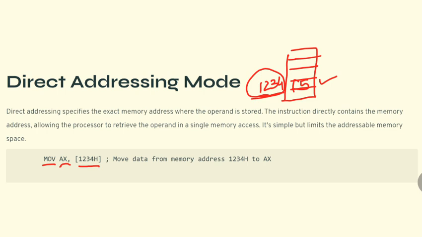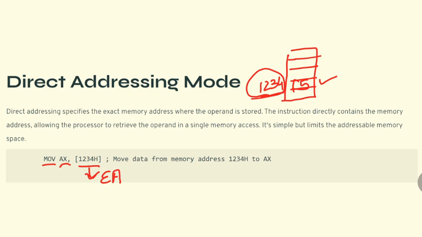It will move the data available at this address, and this address is known as the effective address. As I told you earlier, the effective address is the actual address where your data has been stored. So this is the address 1234. At 1234, what is available? 15 is available.